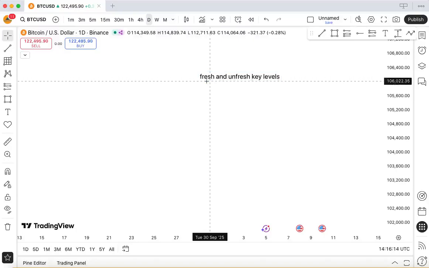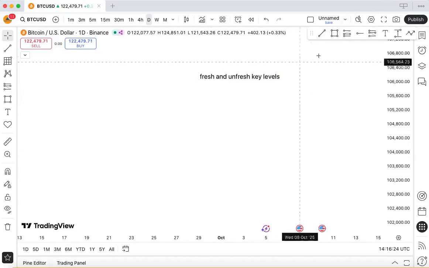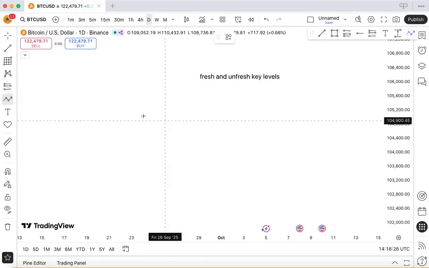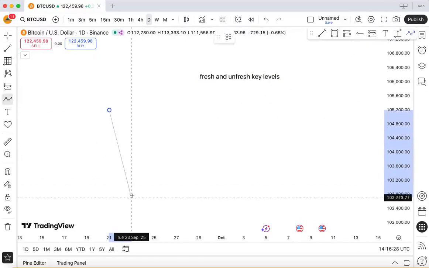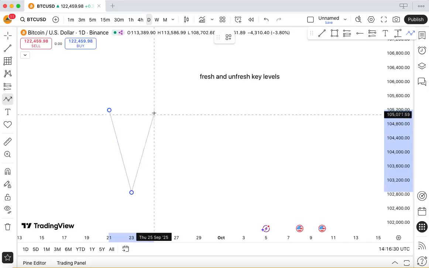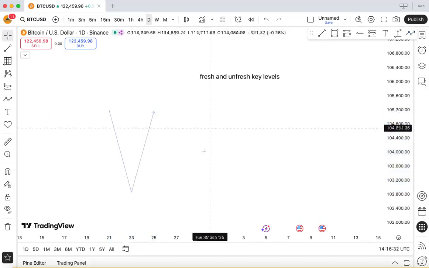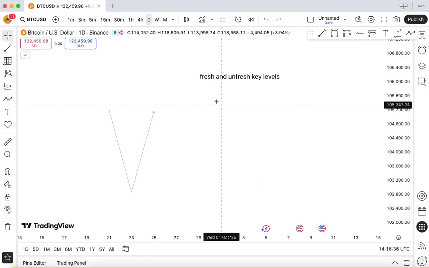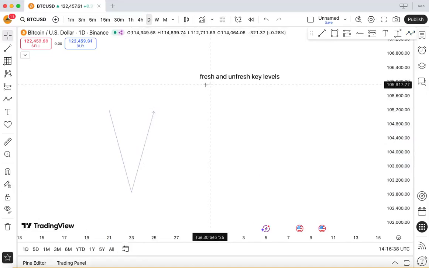How do we use it? Okay, that is the third and the last thing. You get what I'm trying to say? Okay, so for example, we do have a support level here. It is a V shape, our support. Then it is unfresh. The first question has to be in your mind, what makes a key level unfresh?